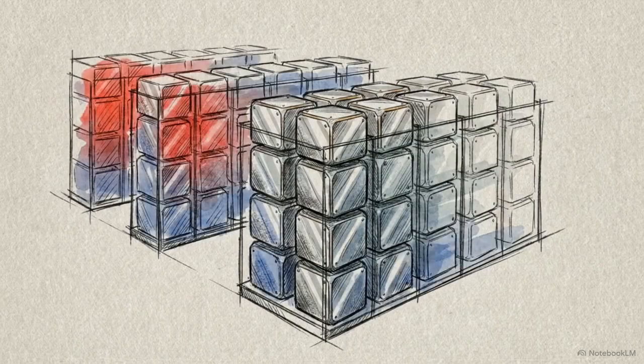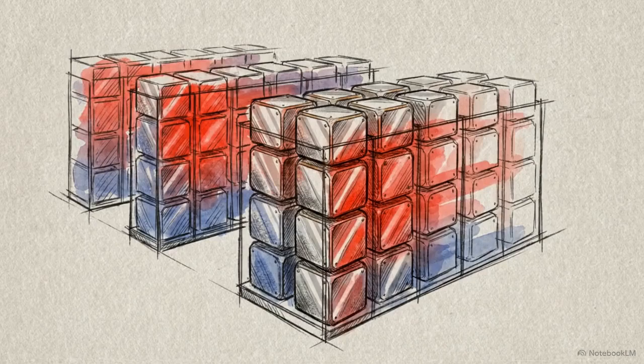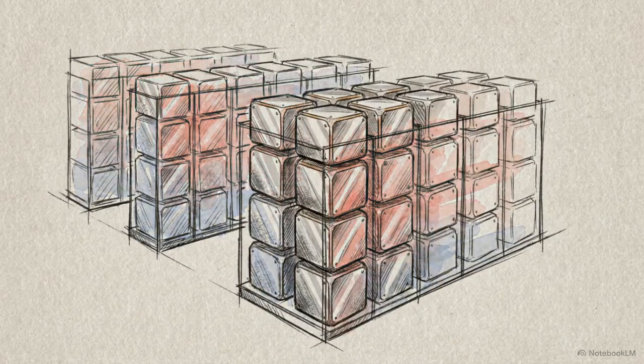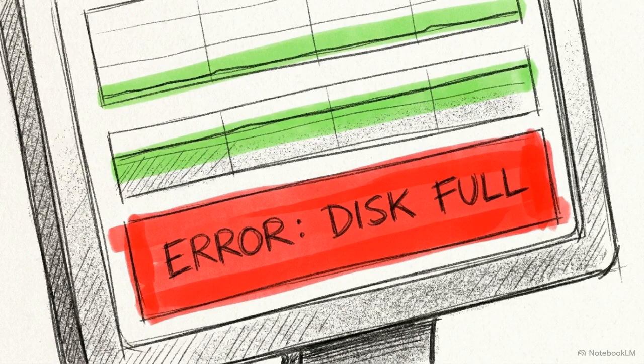A production application is humming along until suddenly requests start timing out. Within minutes, the application crashes and the servers lock up entirely. The processor isn't overloaded and the network is stable. The operating system simply ran out of disk space.